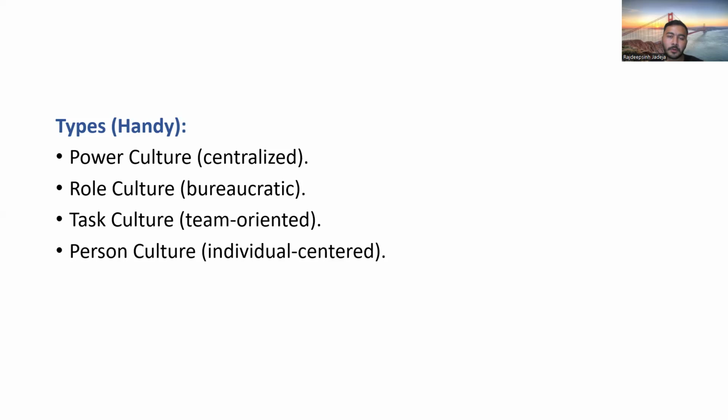The specific role like CEO will take all the decisions. So that is called bureaucratic decision. Task culture means team-oriented people work in teams where they take decisions collectively. So that is called task-oriented. And the person culture means individual-centered. So individuals take their decisions individually, and they are not under any influence.